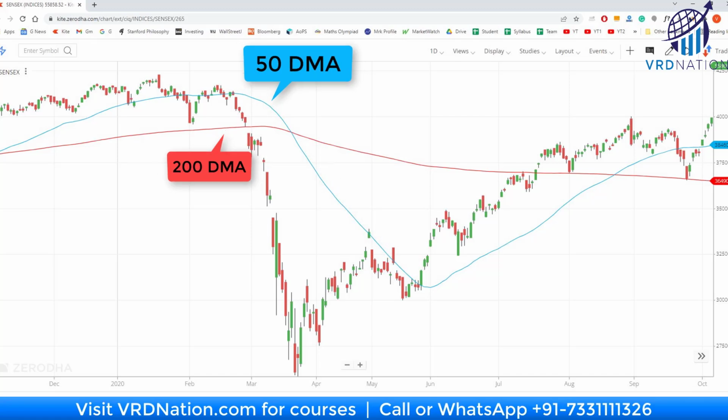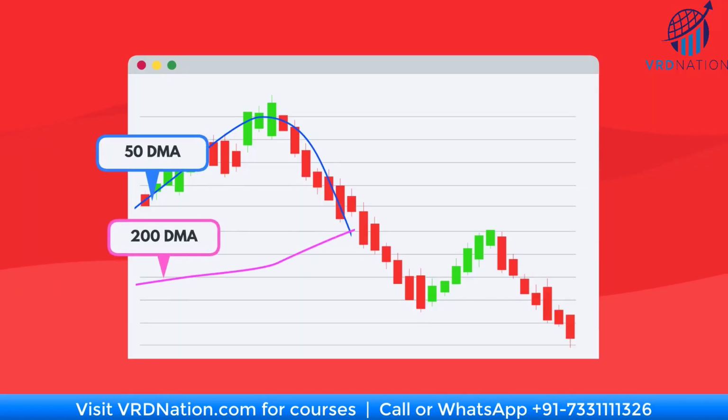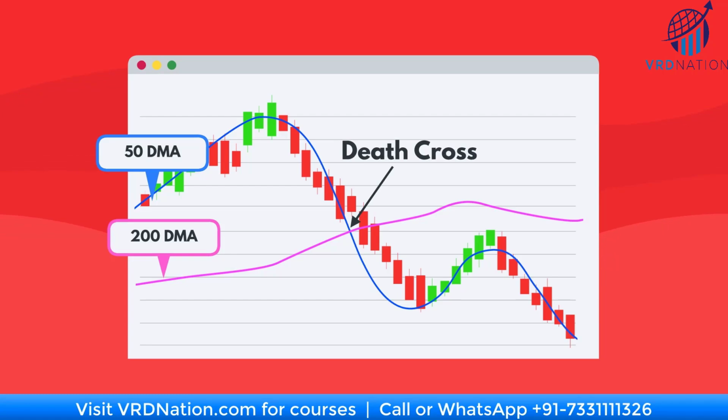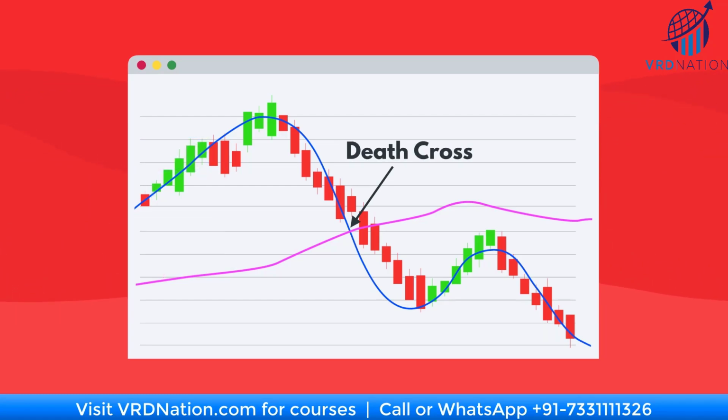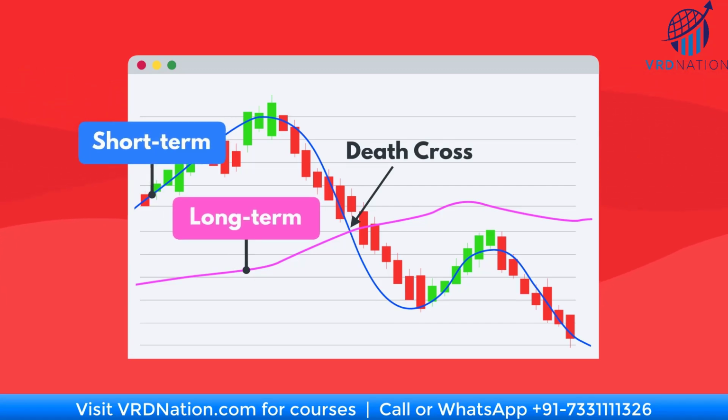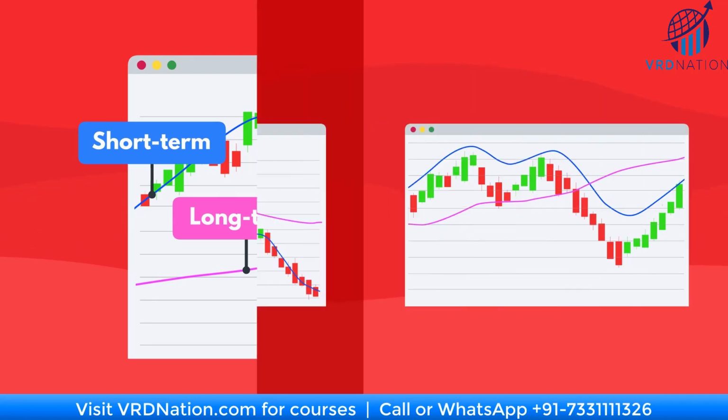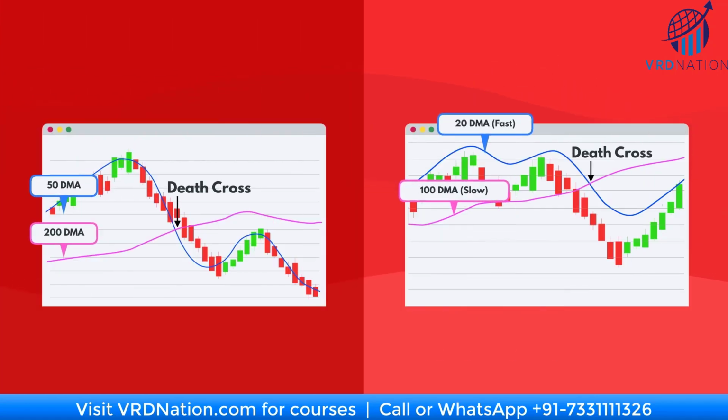Now, one thing to note is that although 50 and 200-day are usually used to identify the death cross, they are not set in stone, right? So the idea here is to have a short-term moving average cross below the long-term moving average. So it's completely up to you. If you want to use a different set of periods, that will be perfectly fine.